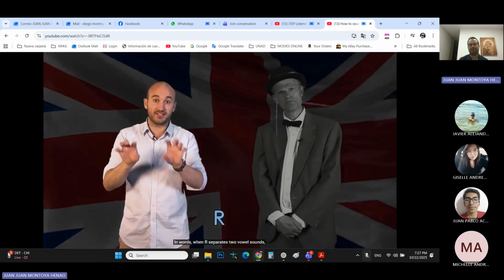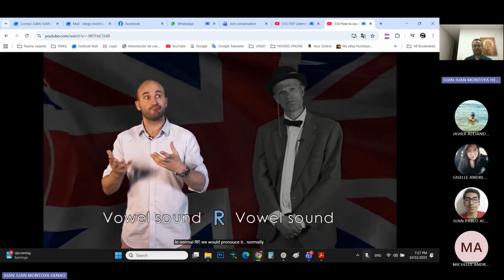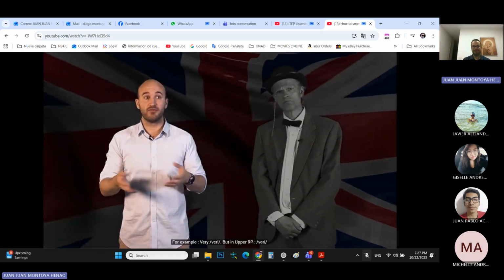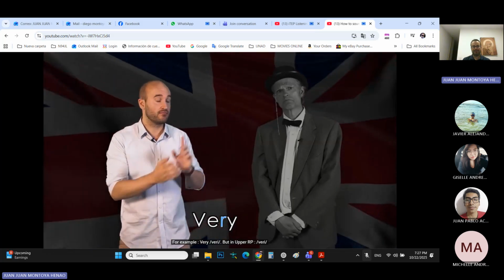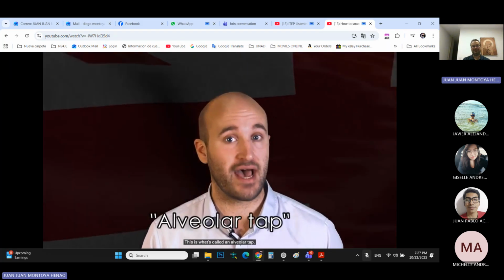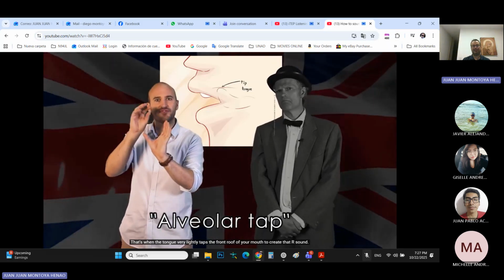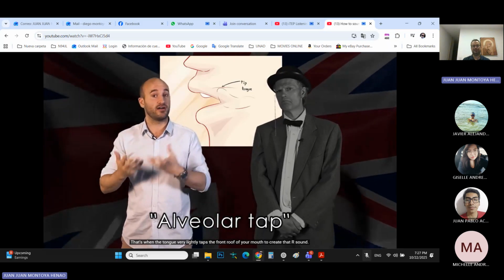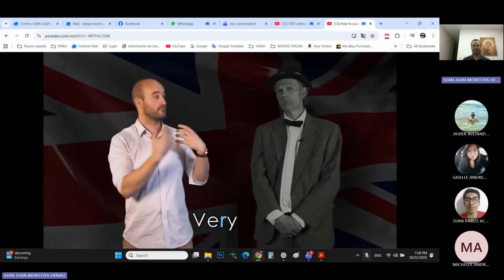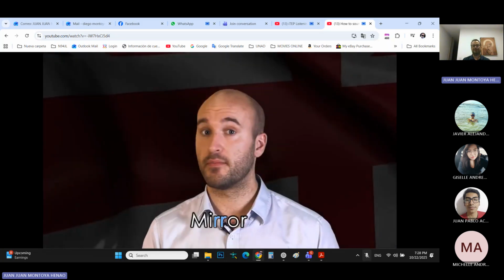Which brings us to our next point, the R sound. In words, when the R separates two vowel sounds, in normal RP, we would pronounce it normally. For example, very, but in upper RP, very. This is what's called an alveolar tap. That's when the tongue very lightly taps the front roof of your mouth to create that R sound. Again, very, horror.